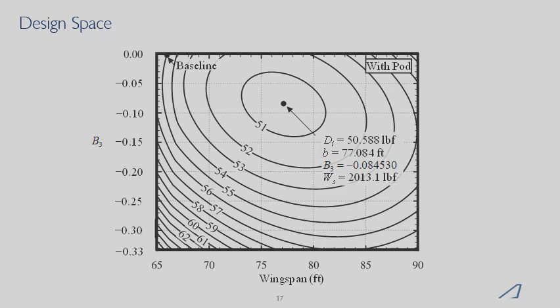So this design space illustration shows that at different points, depending on where your design falls in the design space, it may be better to increase the weight or decrease the weight, or increase the wingspan or decrease the wingspan, or change the lift distribution. And it's important to know where we fall in the design space to understand which of these variables we should change.